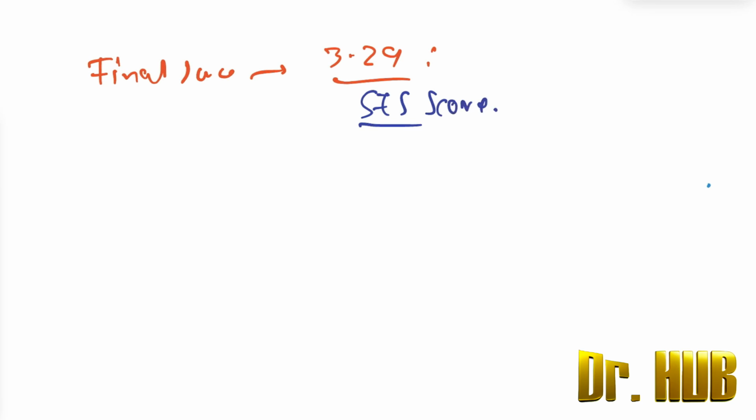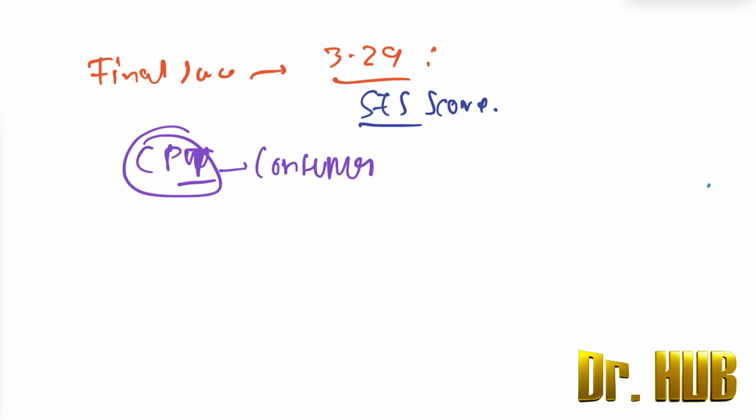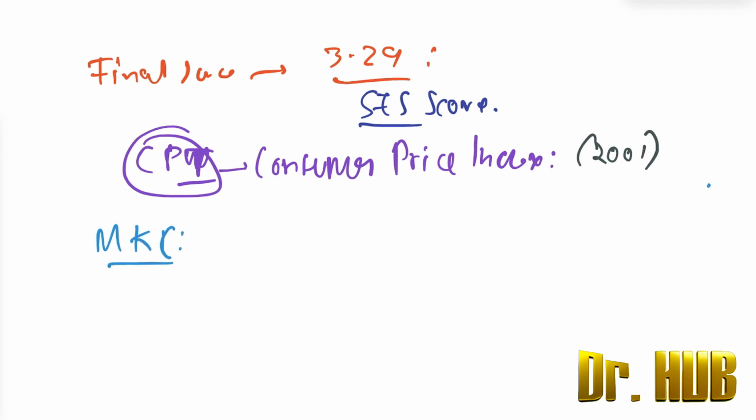The scale requires regular upgrades owing to the changing value of the currency, and the consumer price index is used to know the real time. CPI stands for the consumer price index for industrial workers, with 2001 as the base year. So let's look at the modified Kuppuswamy classification, MKC, of the year 2019.